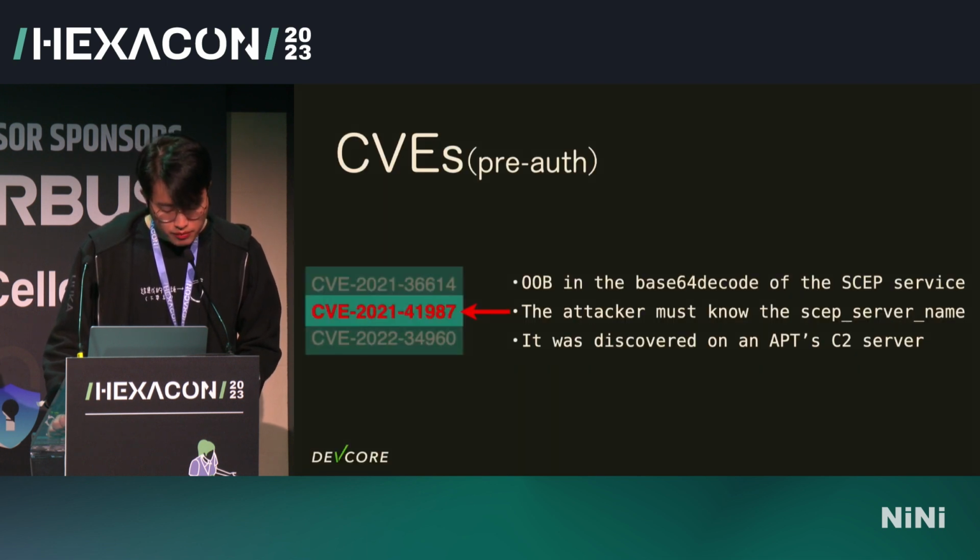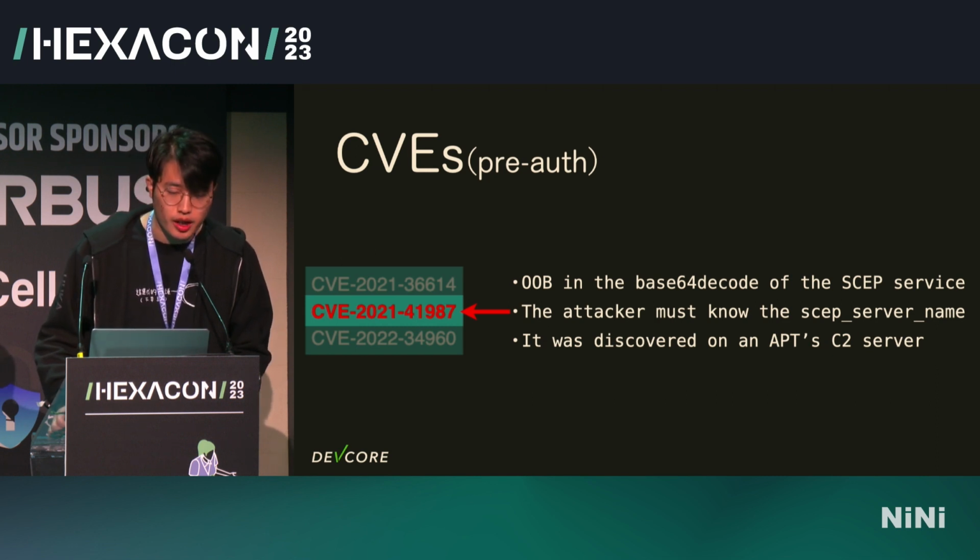And CVE-2021-41987 is a heap buffer overflow while decoding base64 in the SCEP service. This was discovered on an APT's C2 server in 2021.